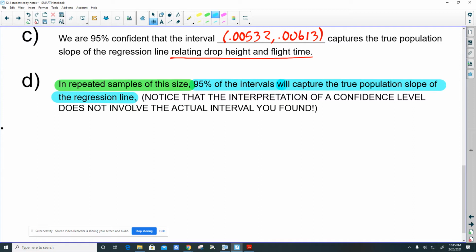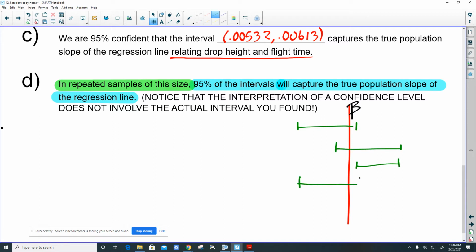It means if you repeat it over and over and over again. If you guys recall when we did this, I pulled up an applet where that vertical line represents where the true population slope would be located. And then we create these different confidence intervals, and we're hoping that most of them catch it, but occasionally you get one that misses it. But we're saying 95% of the time we expect the intervals that we create, we want 95% of them to correctly capture where that population slope is at.